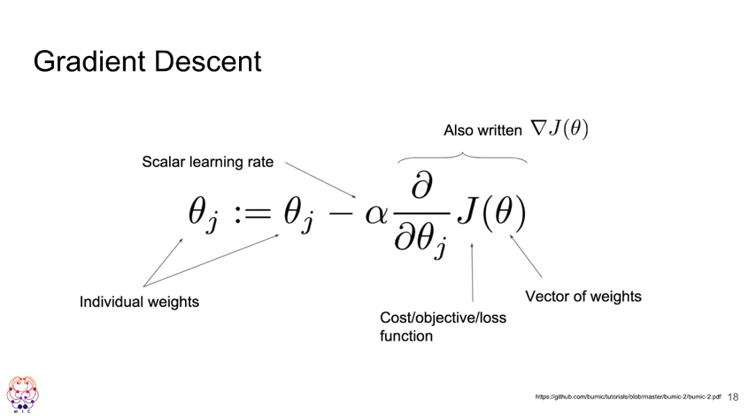Now let's break down this equation. So these are your parameters, right? Theta j. This is one parameter. And then right here, that's your gradient. So that's going to give you that direction of steepest ascent. But we want to go down. We want to find that minimum. So we subtract from that value before.